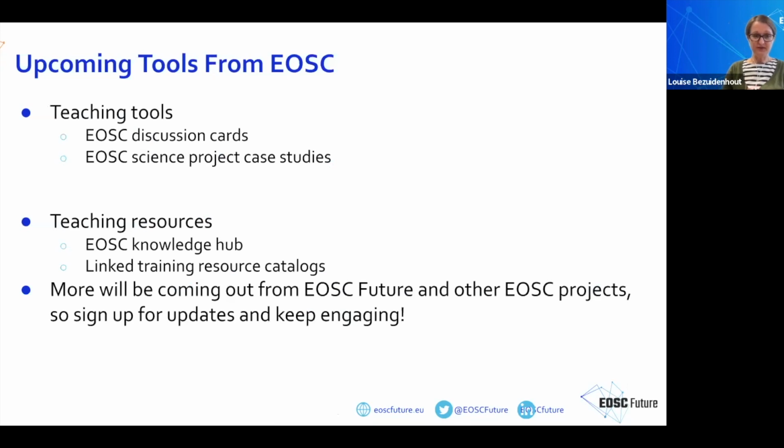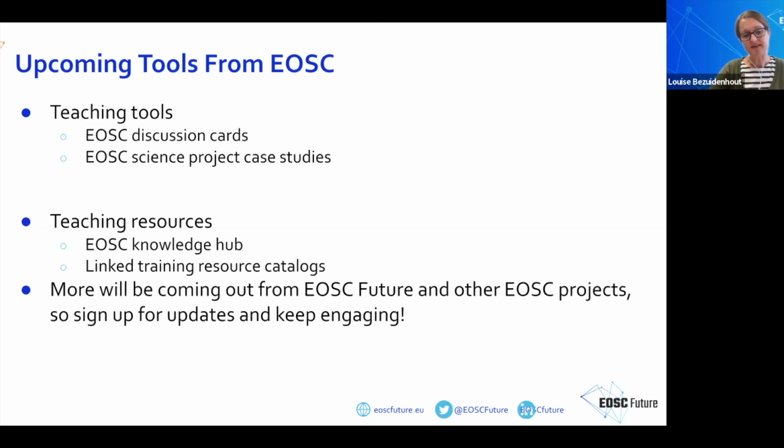But of course, there are also tools upcoming within EOSC, particularly from EOSC Future. We've already mentioned the training resources that are going to be available on the Knowledge Hub, and the Knowledge Hub is also going to be linking to training resource catalogs of other ERICs and other infrastructures. But we are ourselves in EOSC Future also going to be making our own versions of EOSC discussion cards, and the science projects that are currently underway that are showcasing interdisciplinary research using the EOSC environment are going to be written up into case studies that can be used for teaching in the future.